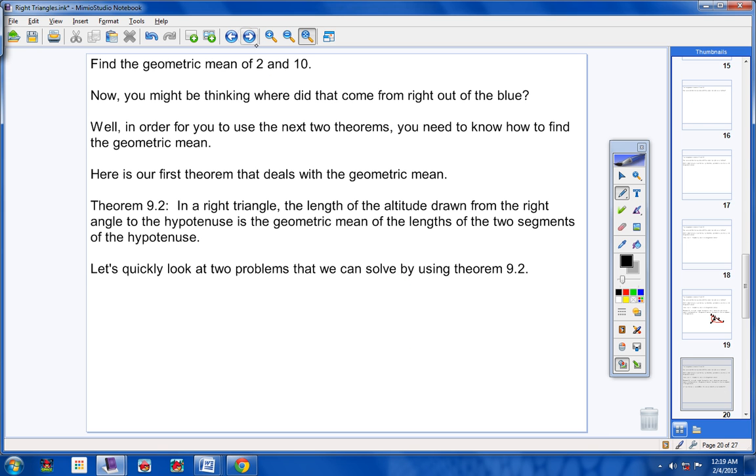And let's practice, okay? Let's quickly look at two problems that we can solve by using Theorem 9-2, okay? So take some really good notes. You're welcome to work ahead, but like I always say, if you work ahead, you better keep one eye up here and make sure you're doing it correctly, okay? Copy this triangle down just the way it is, please, and then write this down off to the side. Copy this triangle down, please, and then copy this information down over here.